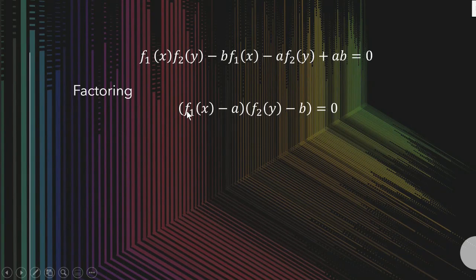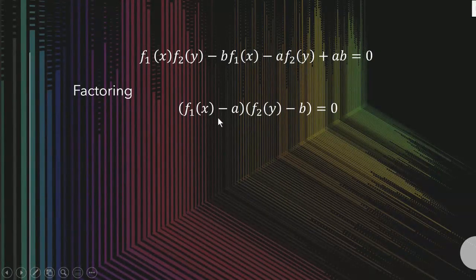Why? Because, for example, if f sub 1 of x is not constant, then there should be a value of x where f sub 1 of x is different from a, so this factor is going to be different from 0. And then the second factor is going to be 0 for all values of y, and therefore f sub 2 would be constant in that case. Now, if f sub 2 of y was not a constant function, then there should be a value of y where f sub 2 of y minus b is different from 0, and therefore f sub 1 of x minus a is going to be always equal to 0 for all values of x, and therefore f sub 1 of x is going to be constant in that case.